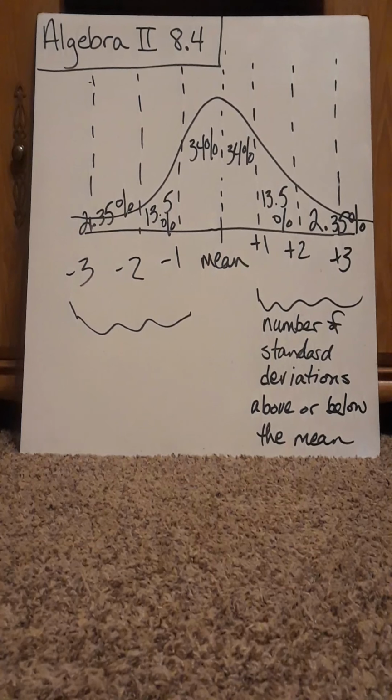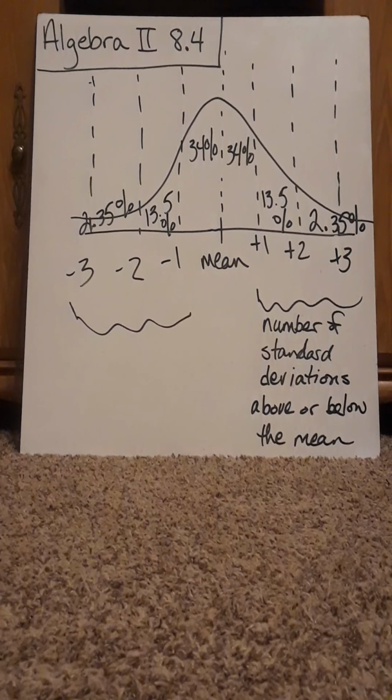Okay, so this week we are moving on to section 8.4. Remember, we're in the chapter on data analysis or statistics. Last week we talked about how to measure data in different ways. We can measure by finding the mean, the median, and the mode. Those are measures of central tendency that measure the center or the middle of a set of data.